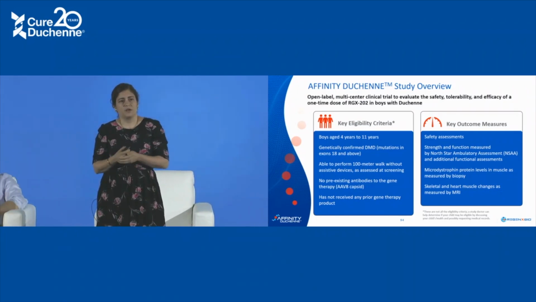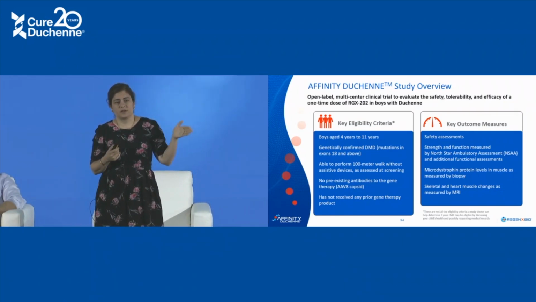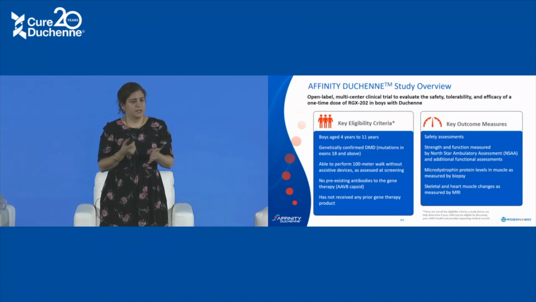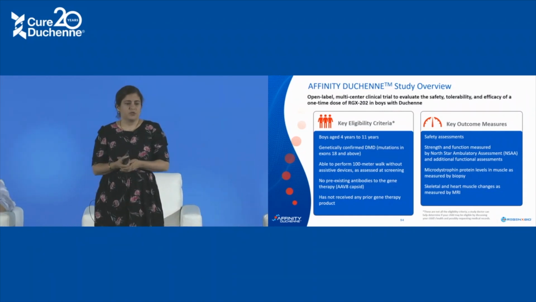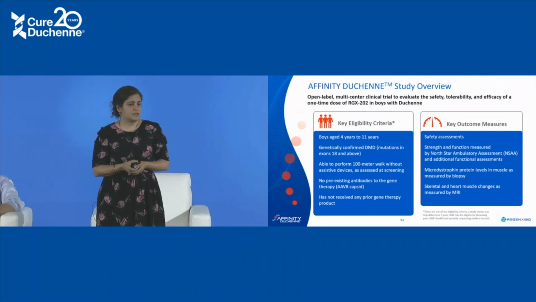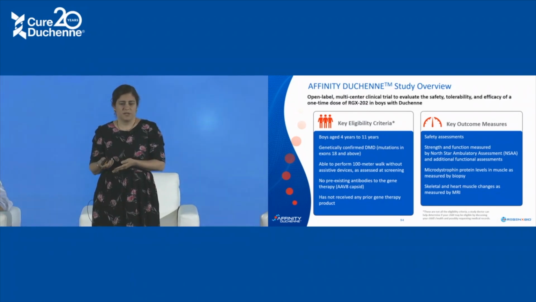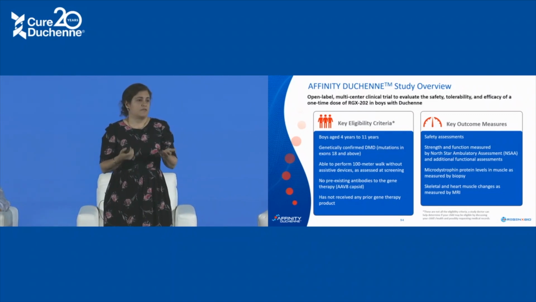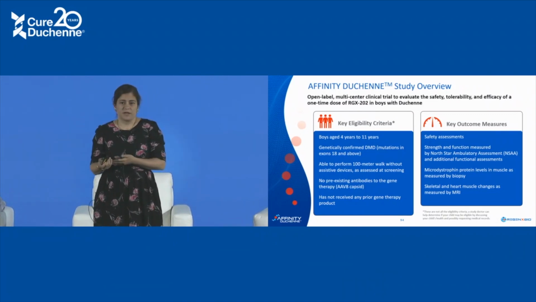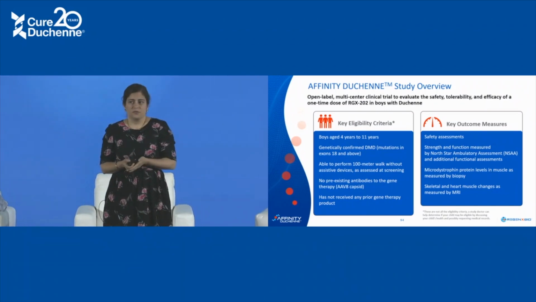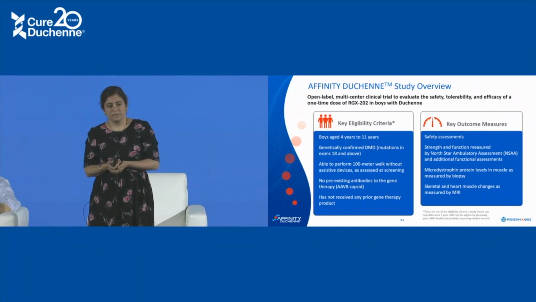So we're excluding anyone who has exon mutations in 1 through 17, but we're including everybody with 18 and above, deletion, duplication. You should be able to perform a 100-meter walk test without any assistive devices, and that will be assessed at screening to see if you could be included in the study. You should have no antibodies to the vector that we're going to be using, which is AAV8, and we cannot include anybody who's used prior gene therapy as well.